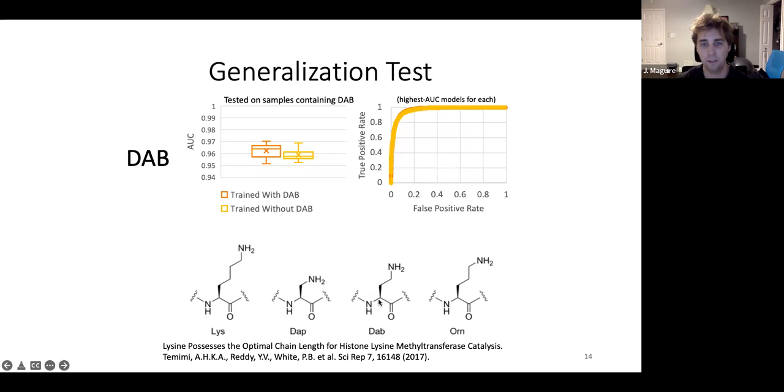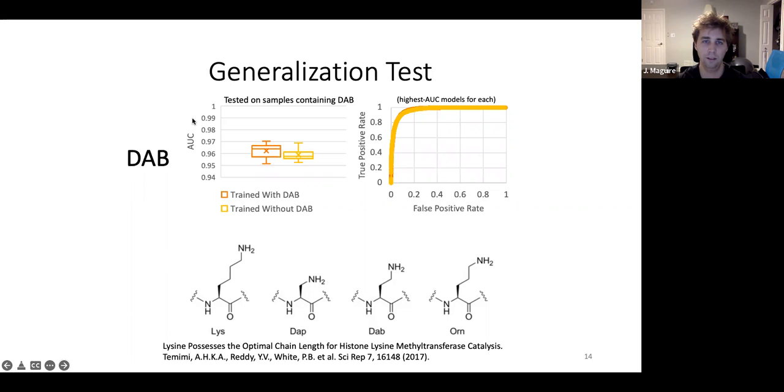DAB itself is very similar to lysine. We sometimes just call it stubby lysine because it's just shorter. It's this middle one. DAP is a very short lysine. DAB is, I believe, 2 triangles. Orn, 3 triangles, lysine, 4 triangles. Sort of a Pokemon style relationship here.